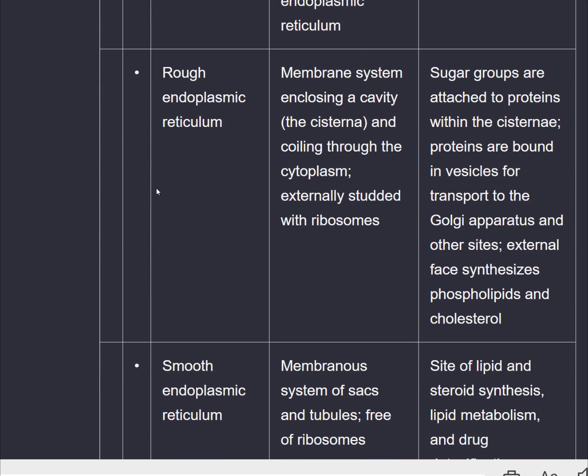The rough ER, or rough endoplasmic reticulum, is a membrane system enclosed in a cavity, the cisterna, and coiling through the cytoplasm, externally studded with ribosomes. Sugar groups are attached to proteins within the cisternae. Proteins are bound in vesicles for transport to the Golgi apparatus and other sites. The external face synthesizes phospholipids and cholesterols.